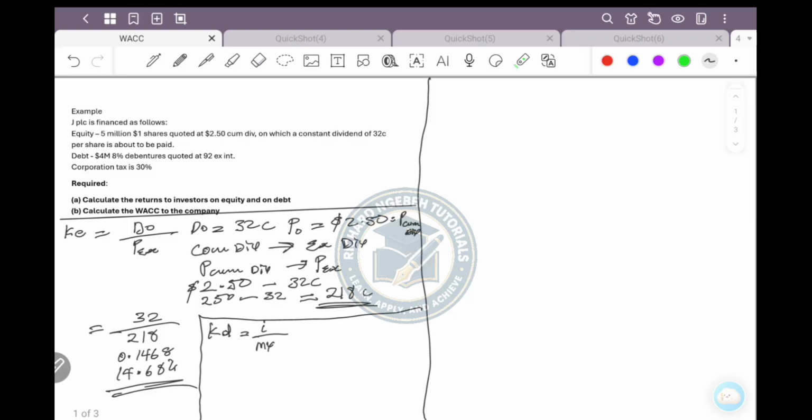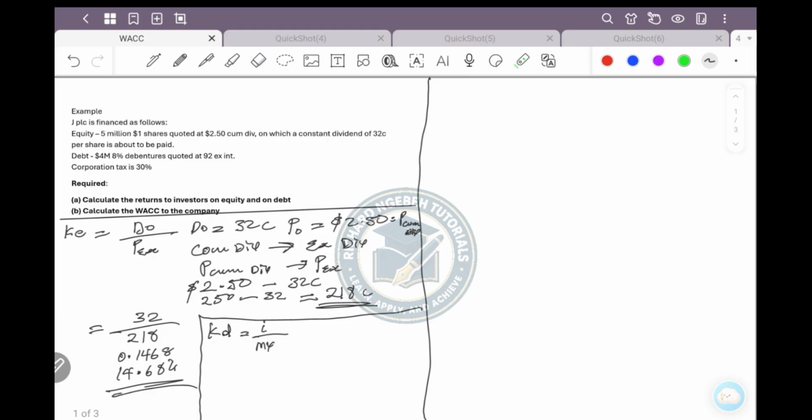Okay, but remember, this debenture is quoted at $92, 92 cents, you can say $92. What I want you to know is that the nominal value of the debenture is always $100. Okay, we can say it $100. So quoted below that, 92, it's something else.